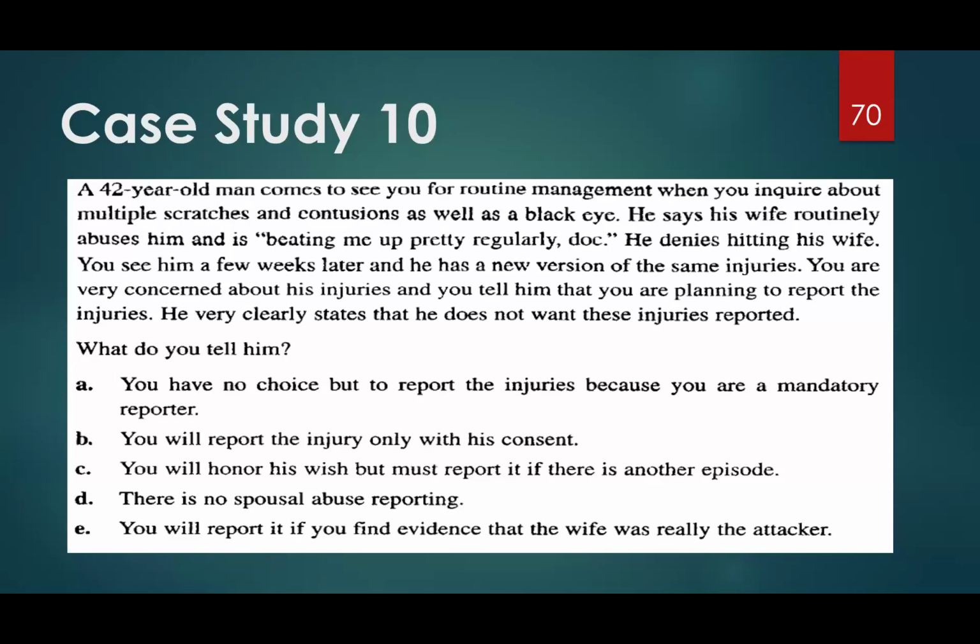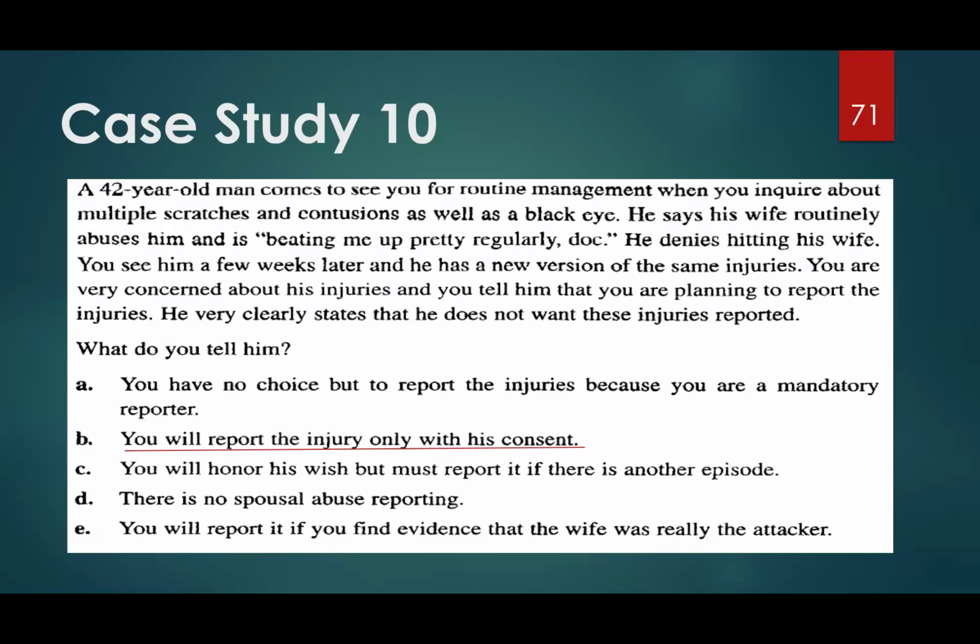Okay, Dr. Adel, Dr. Rawaa, Dr. Radwa, Dr. Nazik. Okay, very good. Does anyone have another answer? Another suggestion? Dr. Radwa, okay, you are right. Yes, here the right choice is that you will report the injury only with his consent.